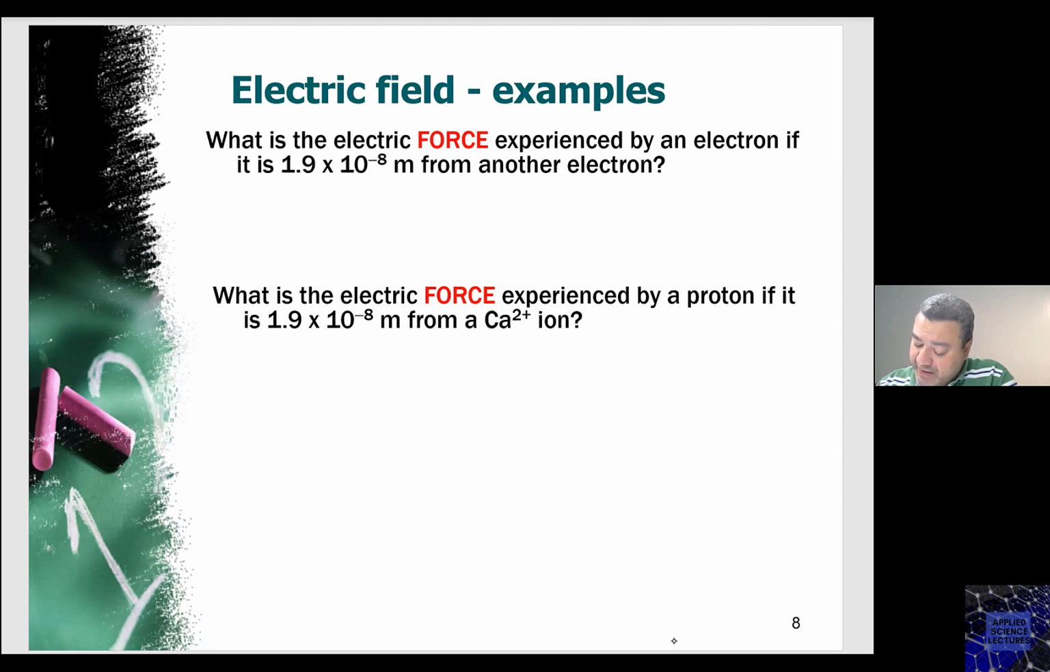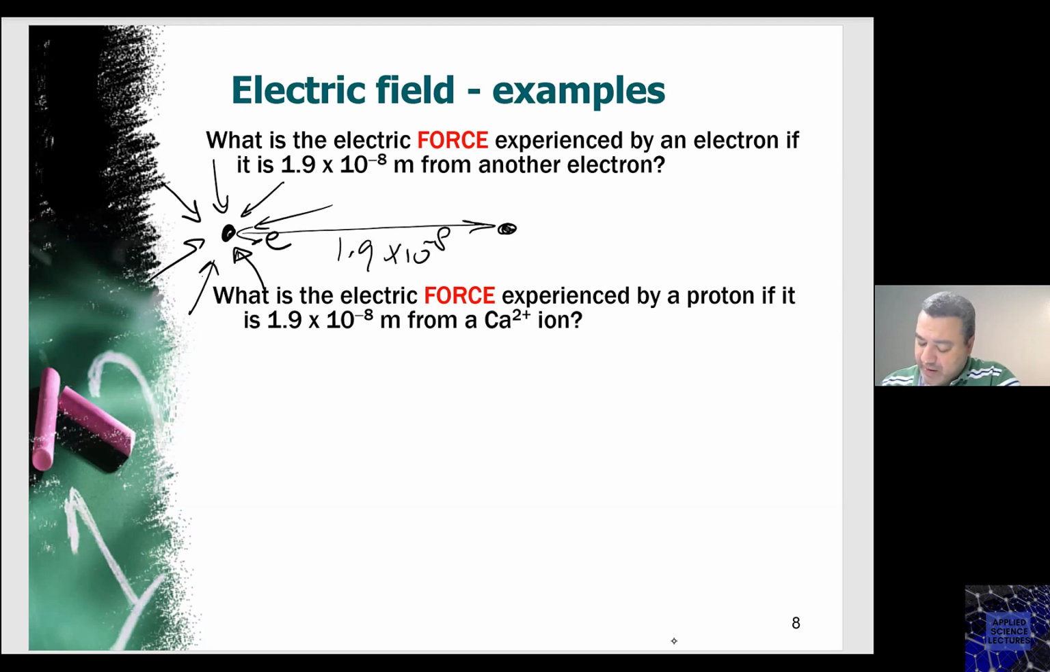F, it is 1.9 times 10 to the power minus 8 meter from another electron. So we have an electron that is generating an electric field, and in this case, because it's an electron, the electric field will be pointing toward this electron. So we have minus E. And we have another electron that is sitting somewhere here at a distance of 1.9 times 10 to the power minus 8.